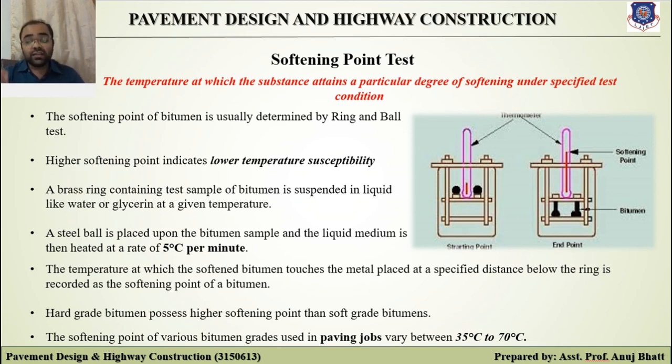This can be asked in an MCQ: at what rate is the bitumen sample and the liquid medium heated for the softening point test? The answer would be at a rate of 5 degrees Celsius per minute. The temperature at which the softened bitumen touches the metal placed at a specified distance below the ring is recorded as the softening point of a bitumen.